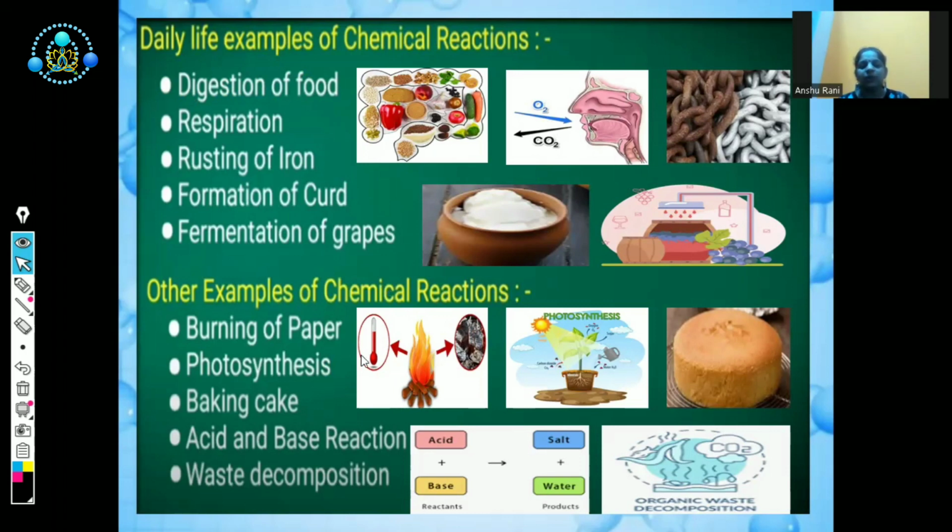Then you can have different examples of chemical reactions like burning of paper. When we burn paper, it leaves behind ashes only. Ash is having different composition than the paper. Then photosynthesis process, baking of a cake. These all are examples of chemical reactions which are happening around us every day. Then acid base reactions. Acid plus base combines to form salt plus water. This is example of neutralization reaction. Then organic waste decomposition. Formation of compost from vegetable matter is also example of chemical reaction around us.